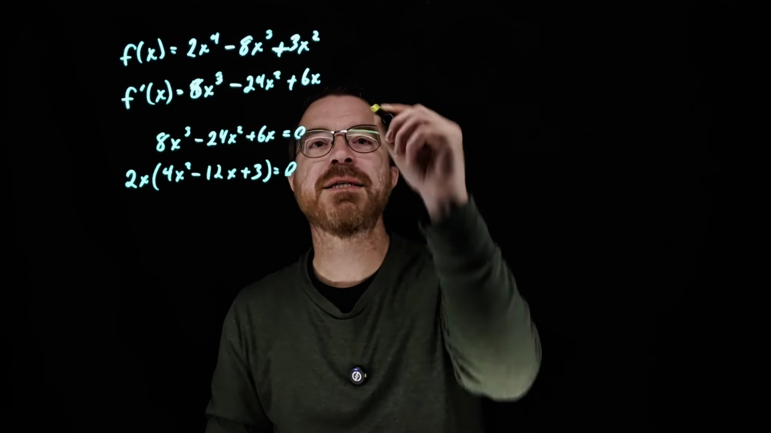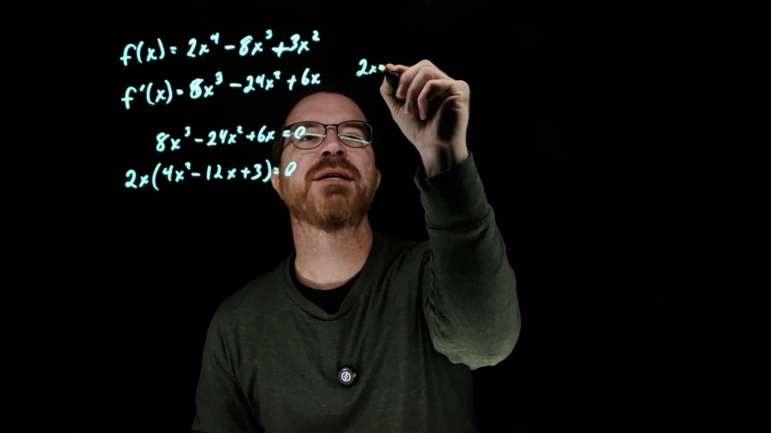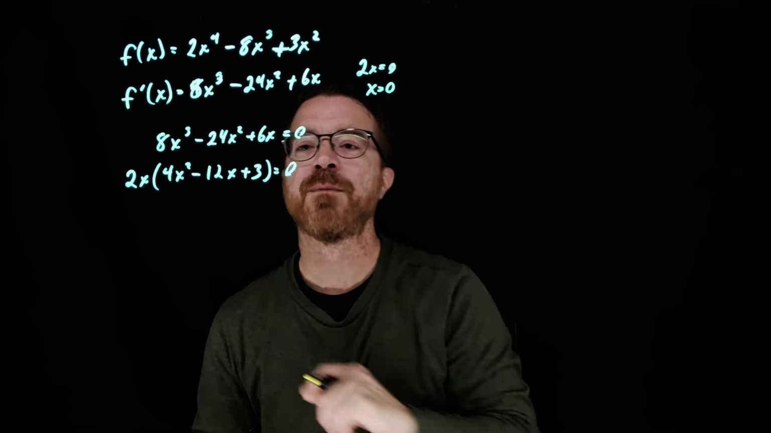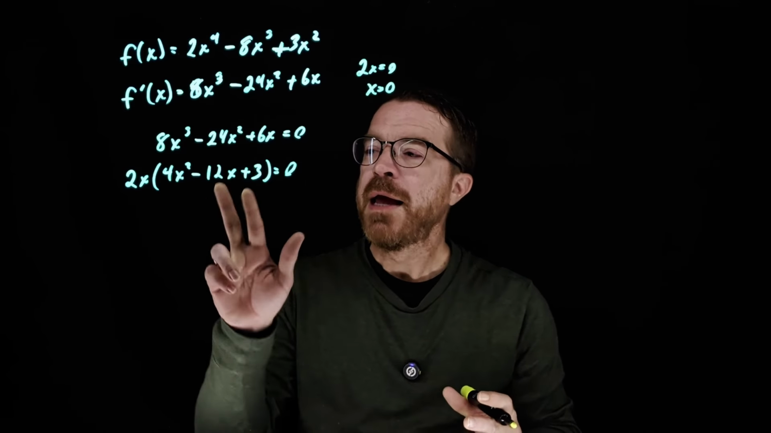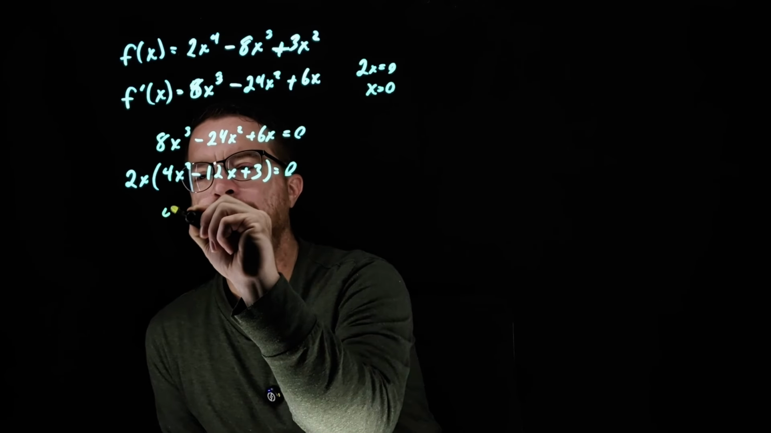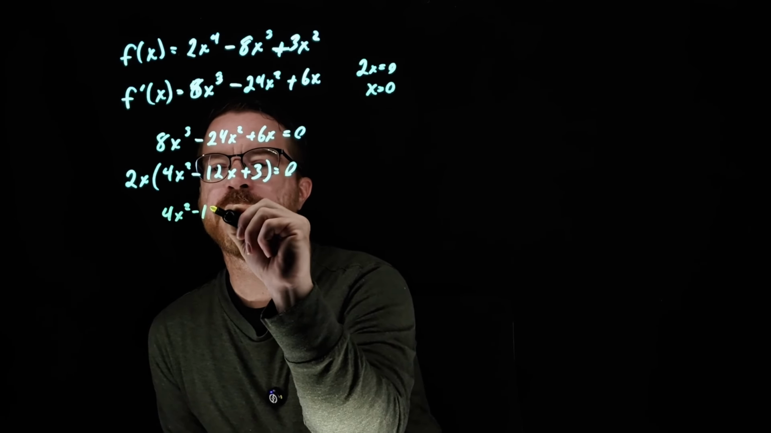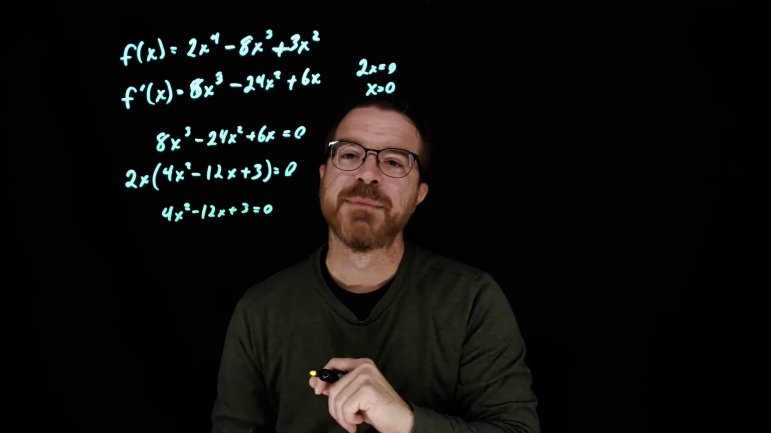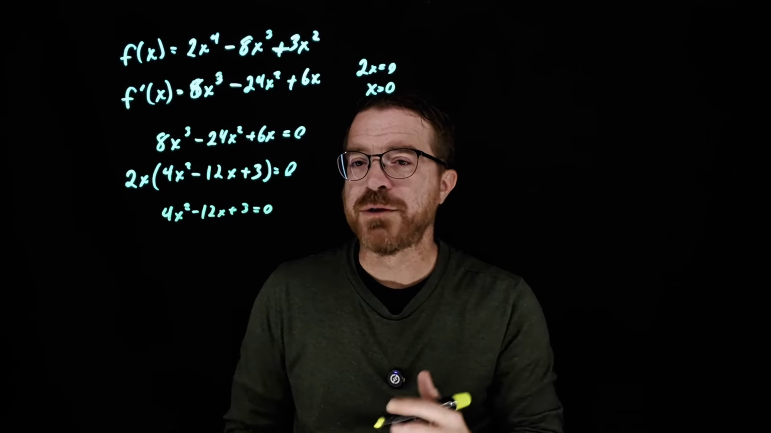So in this case, I'll do the first one, which is 2x equals 0, which, dividing by 2 on both sides, I get x equals 0. So that's my first critical value. Now let's focus on this part here. 4x squared minus 12x plus 3 is equal to 0. Now, in order to solve this, the easiest way is we're going to have to use the quadratic formula.